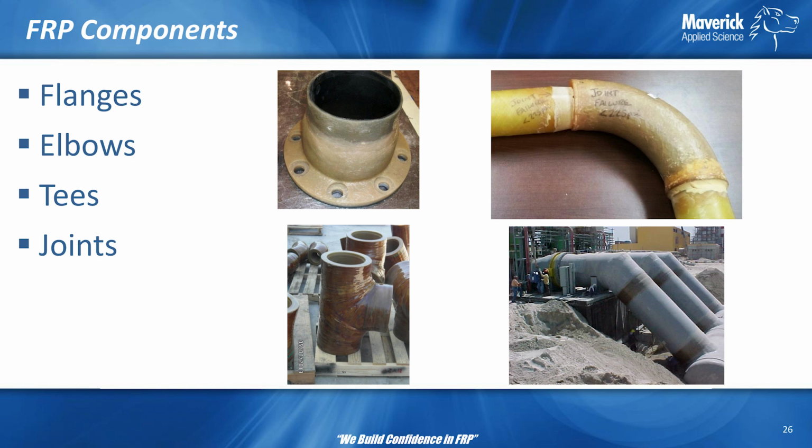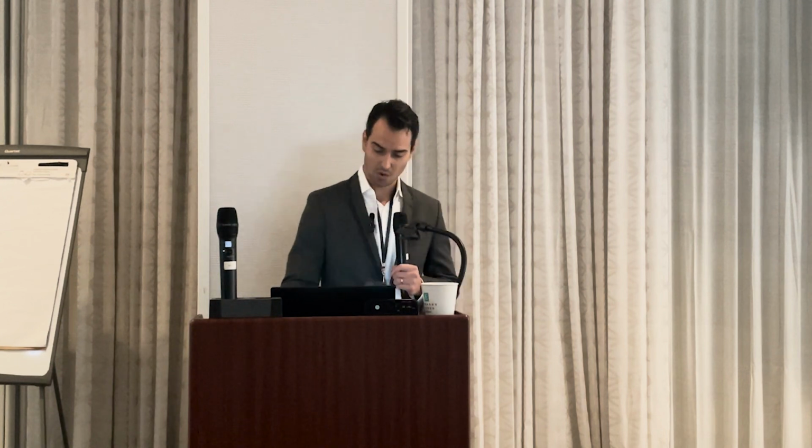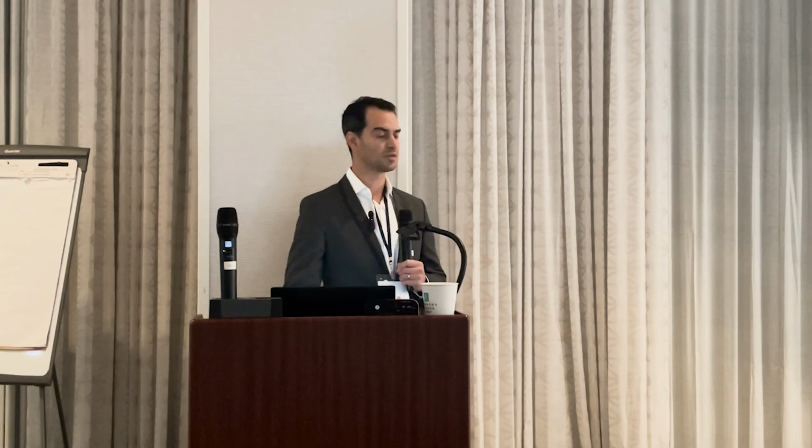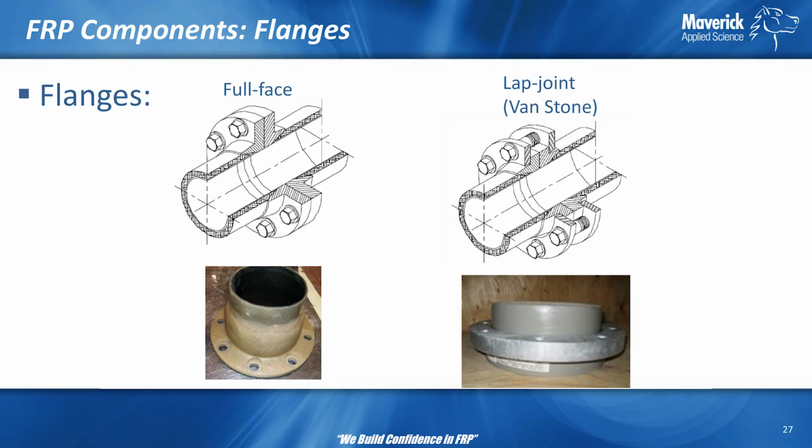Now, let's move on to all the main components that you might be facing and what's available for you out there if you get involved in an FRP piping project. As a brief list that I have here, we have flanges, elbows, tees, and joints, among others, but those are the most basic ones that I thought it would be important to talk about. So let's start with flanges.